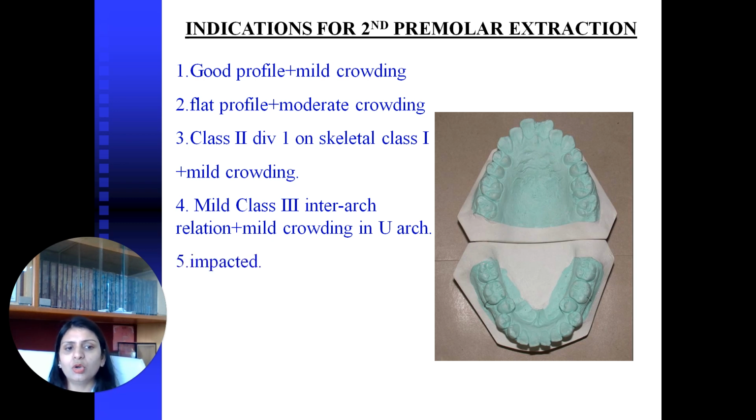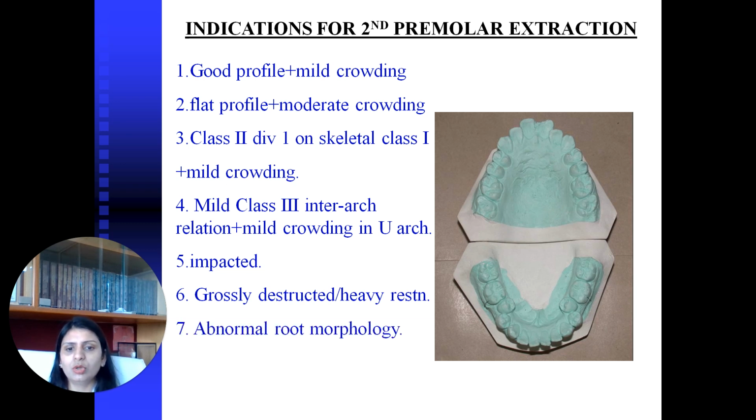Impacted, definitely when they are not favorable, they are impacted, we should go for extraction of second premolars. And when grossly destructed or heavily restored, we should go for extraction of second premolar. And the cases who present with abnormal root morphology, the roots are not favorable, so rather than extracting first premolars, there we can go for extraction of second premolars.